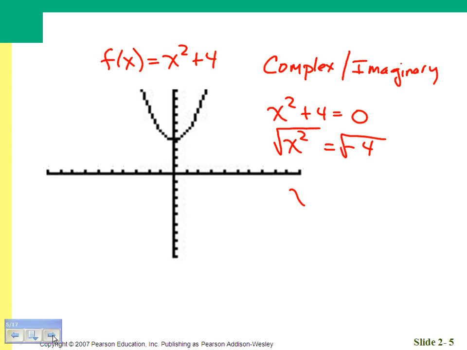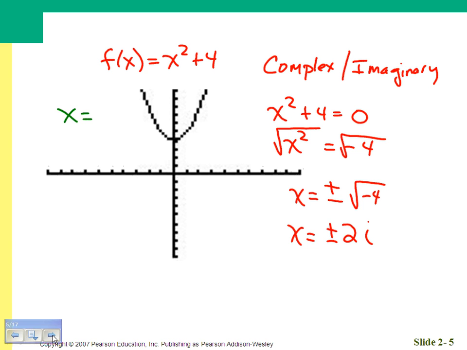And we end up with x equals, now remember when we take the square root of x squared, we've got to consider both the positive and the negative solutions, so it's x equals plus or minus the square root of -4. If you recall, when we were dealing with imaginary numbers, we can take out the square root of 4, that's 2. That leaves us with the square root of -1, which we defined as i.